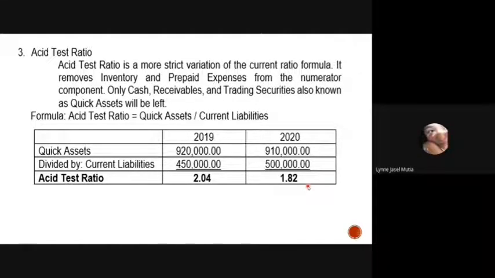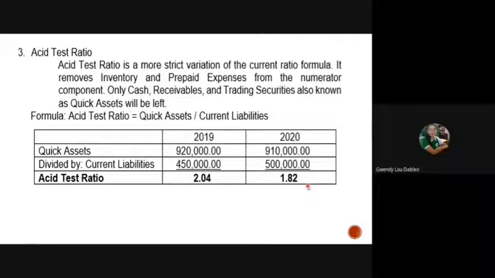Yes, ma'am. Acid test ratio is a more strict variation of the current ratio formula. It removes inventory and prepaid expenses from the numerator component. Only cash, receivables, and trading securities, also known as quick assets, will be left. So, ang formula, ma'am? Yes, kindly give. So, the formula is acid test ratio equals quick assets divided by current liabilities.